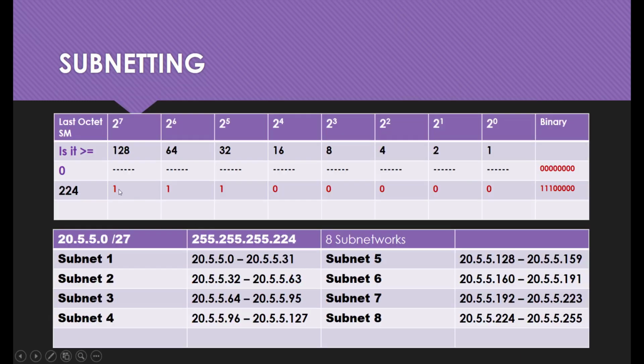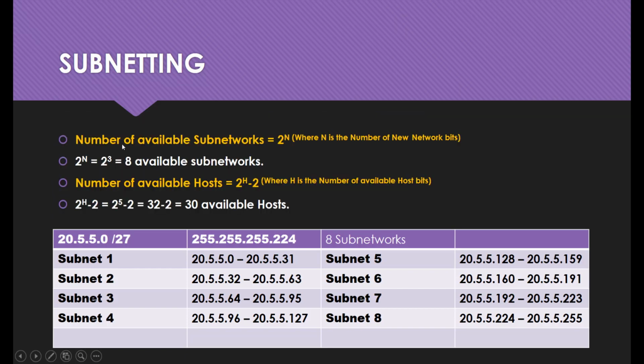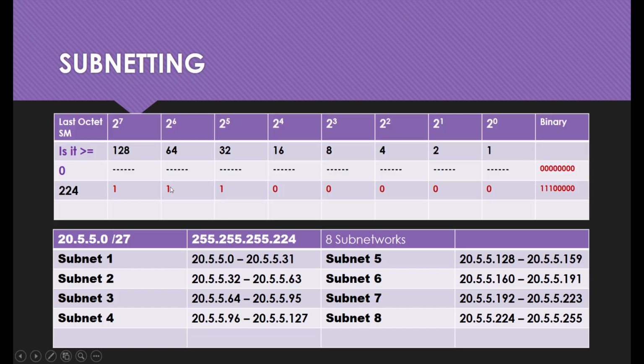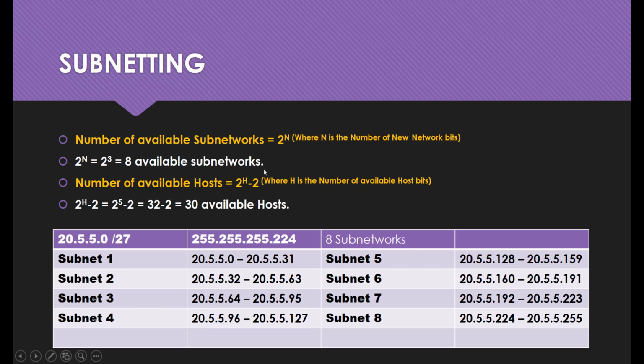In this case we had to borrow 3 extra bits, and that's why we have 224, which is over here as .224, because we borrowed these 3 host bits. We use the same formula, 2 raised to the power of n, so 2 raised to the power of 3, which gave us 8. Why 3? Because we borrowed 3 bits, and that is the 8 available subnetworks.